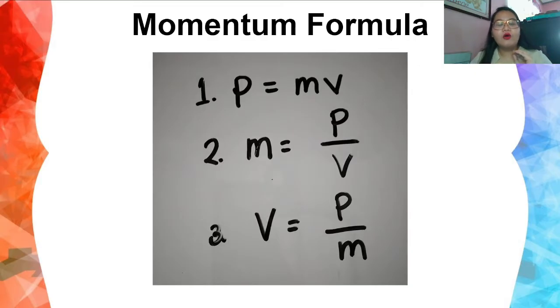Now, if ever the problem calls for mass or velocity, we have here formula number 2 and formula number 3. For formula number 2, we have mass. So it means mass is what we are looking for. So you will be using this formula, P, the momentum, divided by V, the velocity. Now if the problem asks for the velocity, we have here velocity is equal to the momentum divided by the mass. Now, to better understand how these formulas are used, let's proceed with sample problem number 1.